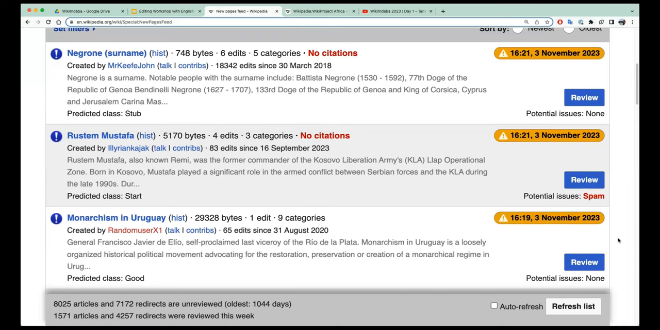There's an article called Negron Surname, 6 edits to it, 5 categories, no citations. I haven't even clicked on the article. I see this right away about it. I see that it was created by somebody, Mr. Keith John, who thankfully wrote something on their user page. And somebody wrote something on their talk page. So we have a little information. This Mr. John Keith has 18,000 edits. And I'm wondering to myself, how can you have 18,000 edits and you did not bother to have a citation? Maybe in the next 5 minutes, you're going to add one. So these in orange, you can pretty much leave them alone and not look at them.